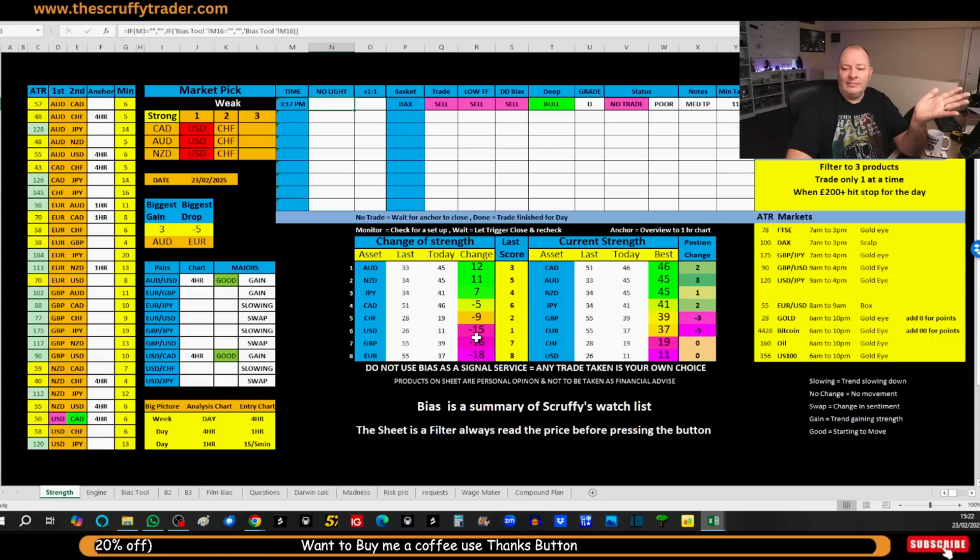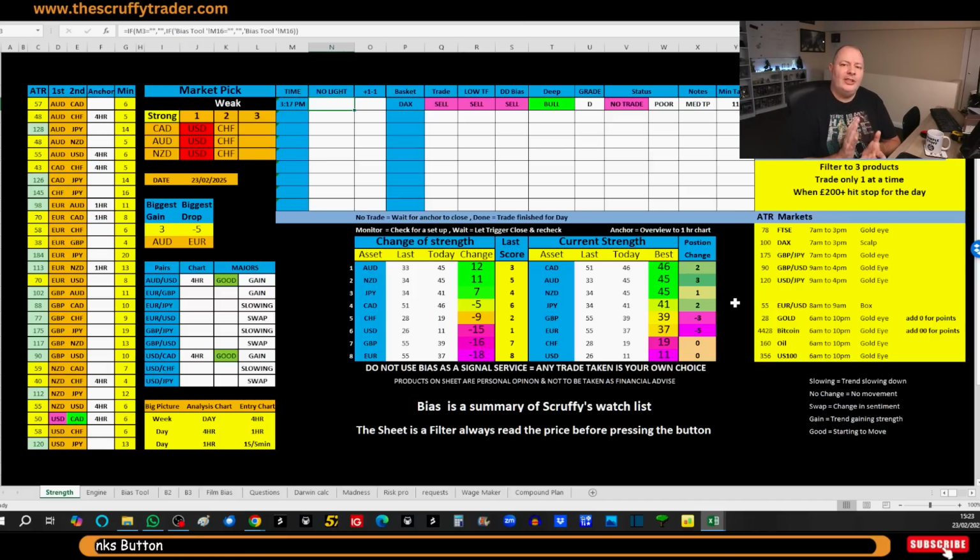Okay, then look at USD JPY. Well, that's strong. That's pretty weak. What's happening over here? That's losing ground. That's gaining ground. That could be a good contender. So these are the things I'm looking at.